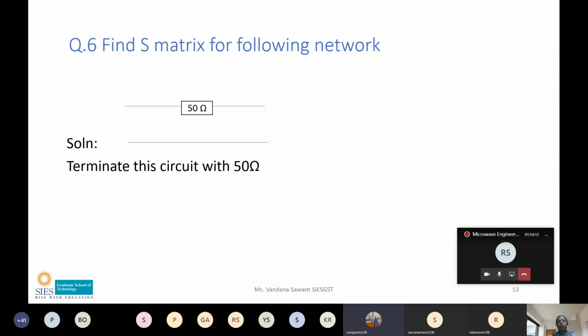Ma'am, do we have to solve the same? Yes, solve the same as we just solved, you have to solve in that same manner and tell me the answer.